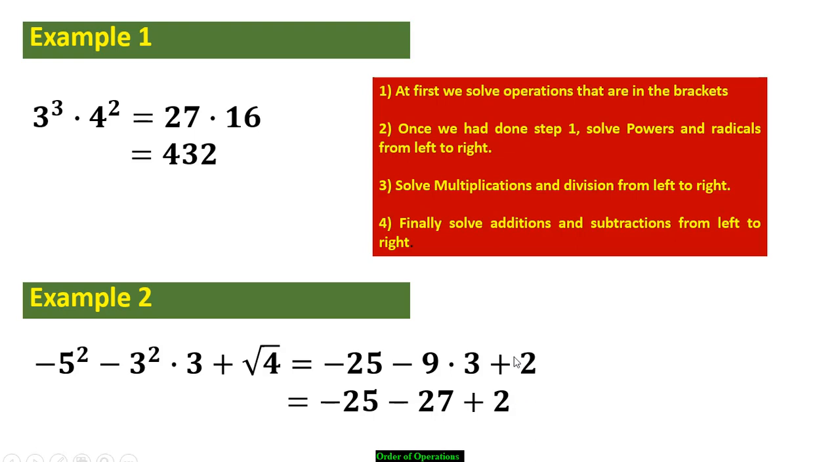And finally, we solve addition and subtraction from left to right. My first operation is 25 minus 27 plus 2. So I cannot solve first minus 27 plus 2 because my first operation at the left is 25 minus 27. So I have to solve first this subtraction and then this addition. But in your calculator you can put together all this operation and it's right. It's okay, you don't need to go step by step when you are solving addition and subtraction.